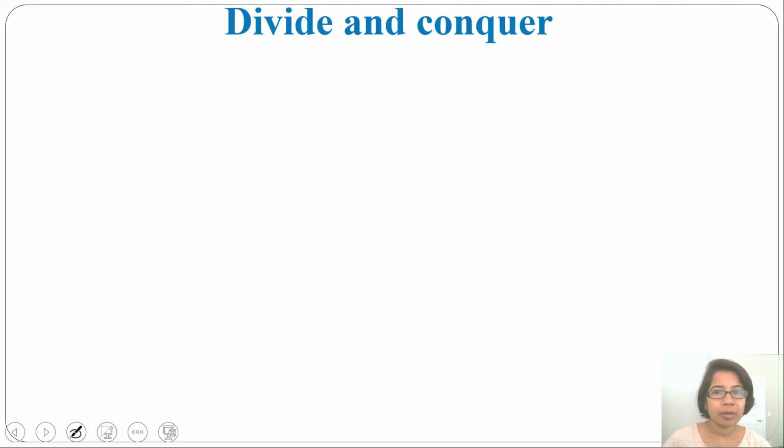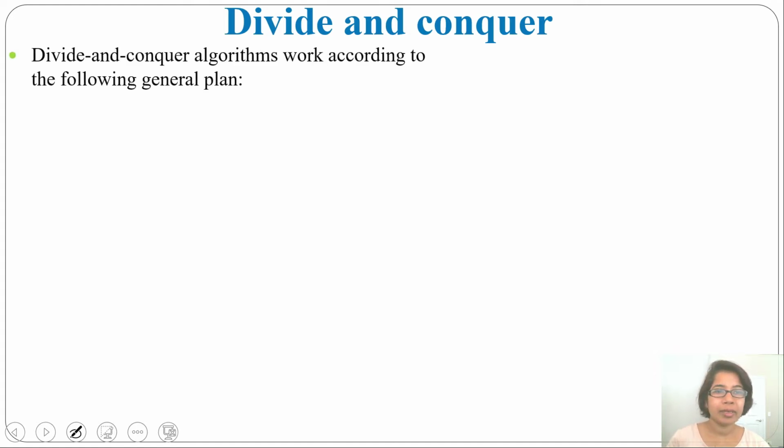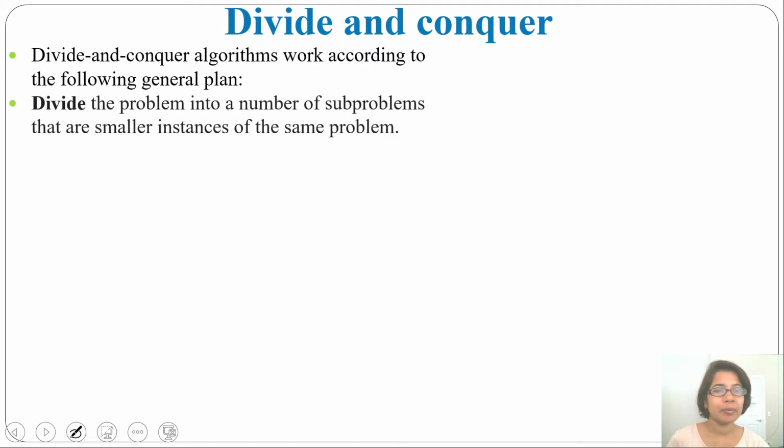So what we are doing: some problem is given, some instance is given, that will be divided into subproblems, then we'll try to solve each individual subproblem, then we'll combine the solutions. So you can say divide and conquer algorithms work according to the following general plan. First divide, then conquer, then combine. First is divide the problem into a number of subproblems that are smaller instances of the same problem. Suppose one problem is given of 10 elements, then we can divide it into 5 and 5.